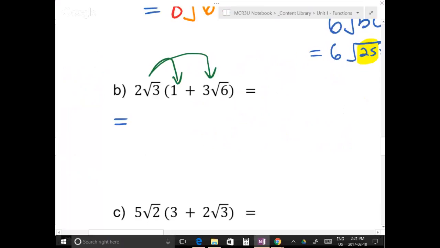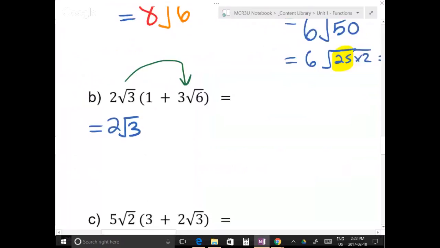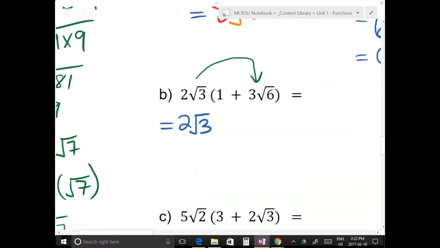Let's try this out. What is anything times 1? Just itself. So in this case, 2 root 3 times 1 will be 2 root 3. Does that make sense? That's the first step here. What's the second step we have to do? 2 root 3 times 3 root 6. So what do we do? We multiply the coefficients. Okay, what by what? 2 times 3, and that gives us 6. Does that make sense? 2 times 3 is 6.